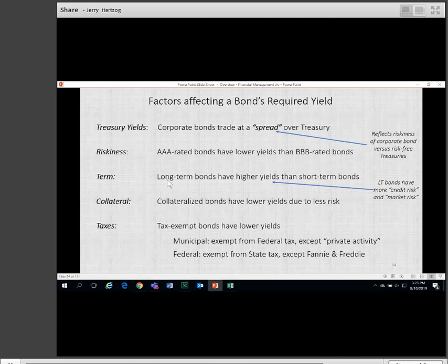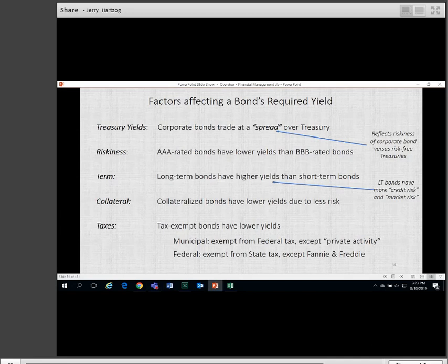Next, the term of the bond. Long-term bonds tend to have higher yields than short-term bonds. There are a couple of reasons. One is credit risk. If you have a one-year bond from a corporation, there's not much chance that the corporation is going bankrupt. However, if you have a 30-year bond, there's ample opportunity for the corporation to go bankrupt. So there's more credit risk in a long-term bond.